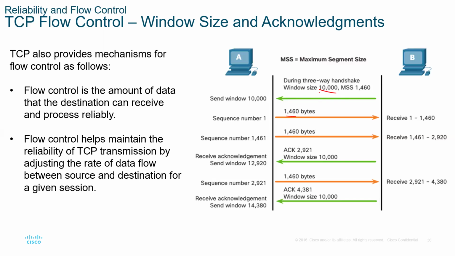After 10,000 bytes go in, I then receive an acknowledgement. The larger the window size, the more information I can transmit without getting an acknowledgement. The send window is initially set to the receiver's advertised window size. So let's say this is our sender, and this is our receiver.